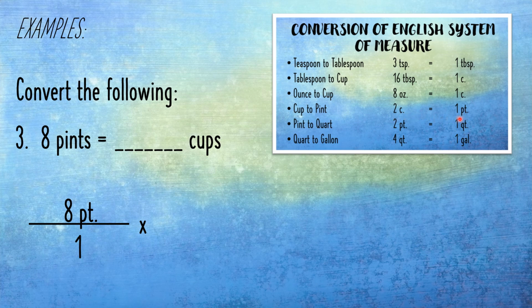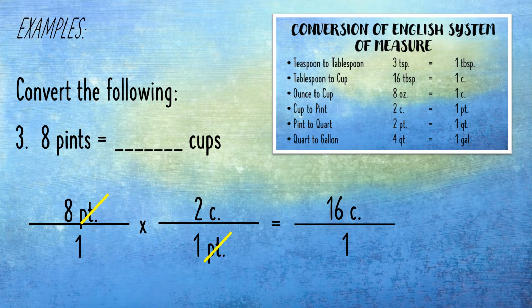So, yung pint na ito or yung 1 pint na ito ay ilalagay natin sa denominator dito. So, maglagay tayo ng over 1 pint. So, ang numerator ay 2 cups. Since ito yung ginamit nating formula. So, i-cancel na natin ang pint. 8 times 2 cups is 16 cups. Over 1 times 1 is 1. So, 16 cups divided by 1 is 16 cups. Therefore, 8 pints is equal to 16 cups.